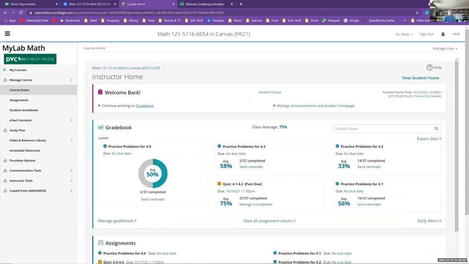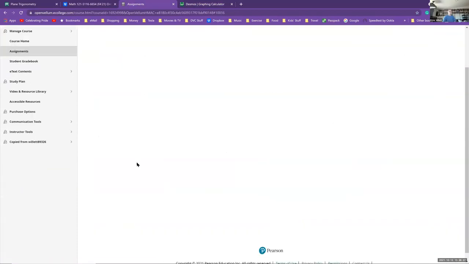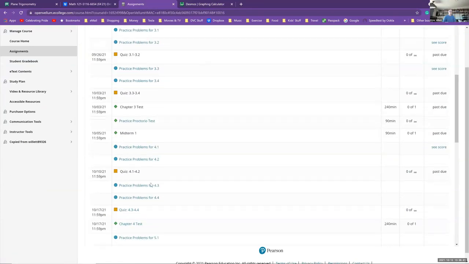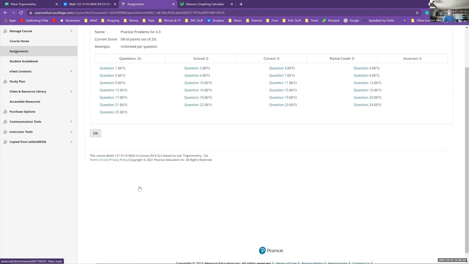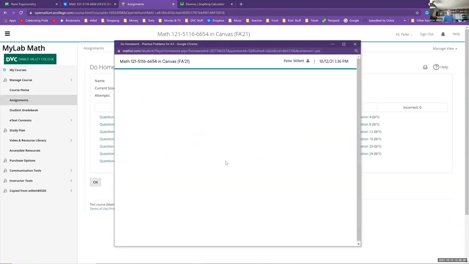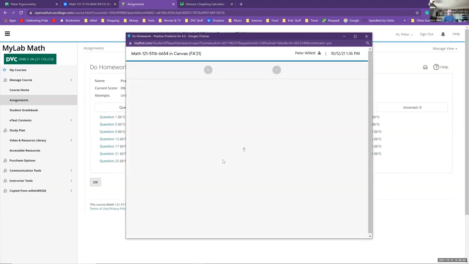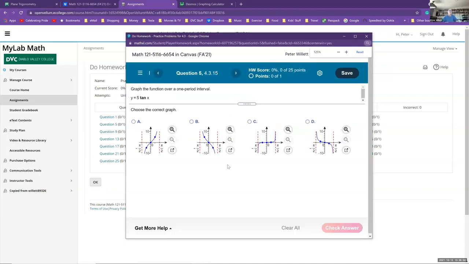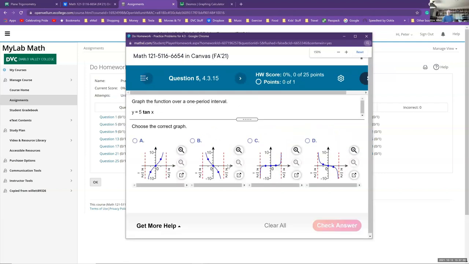All right, so let's say I was going to take a peek at the first part of our assignment that's due for this weekend. Well, let's look at the practice problems for 4.3. Look at number 5, let's see what we get. All right, let's see if I can make this a little bit bigger. That helps, I think. There we go, just to make it more legible for everybody.